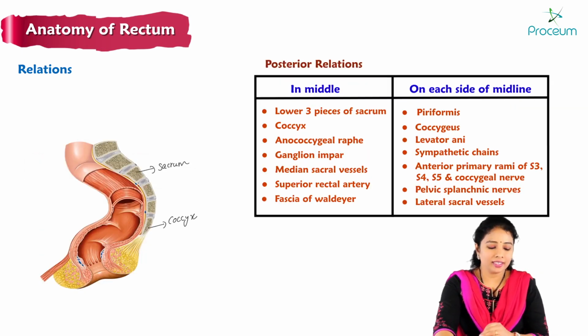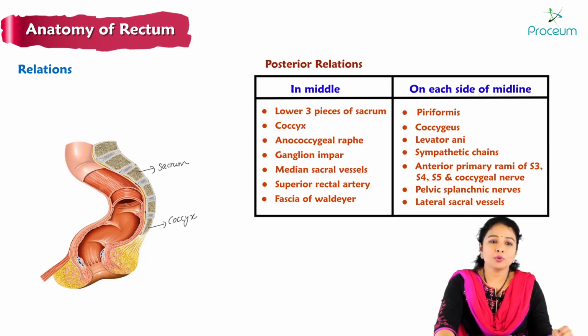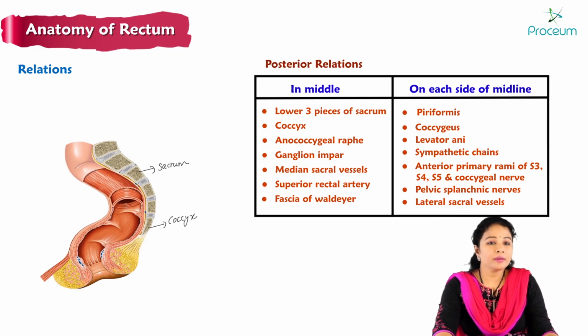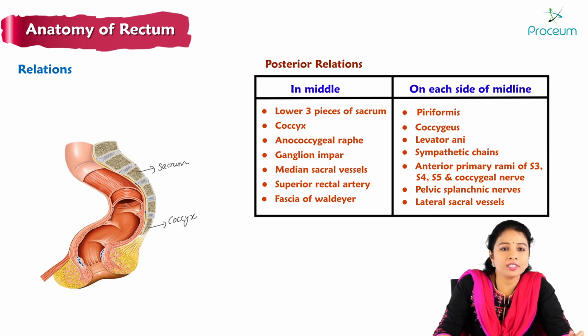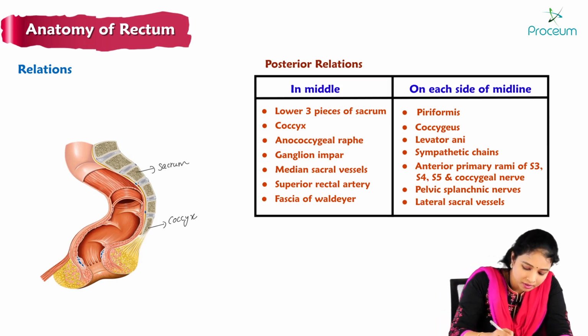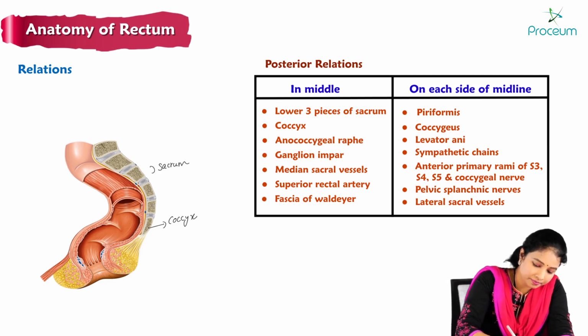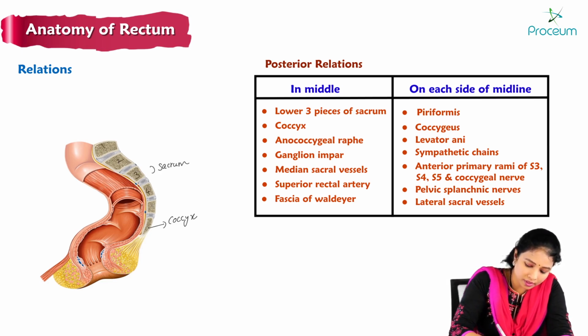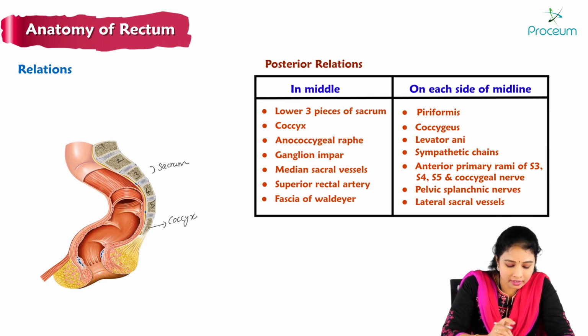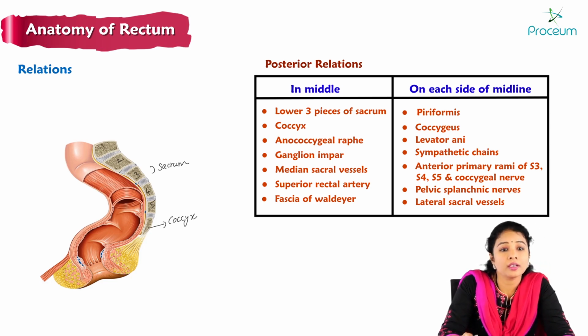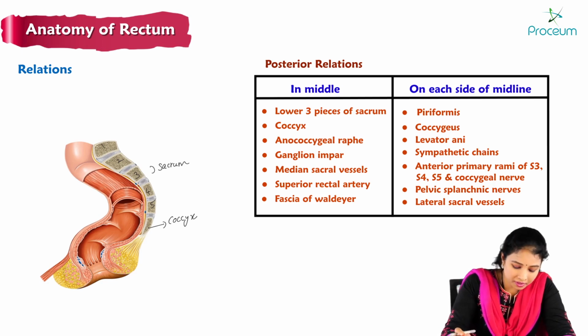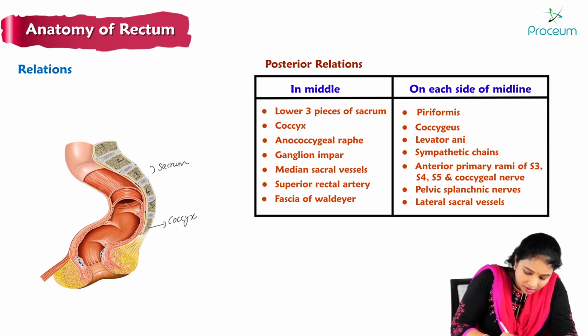The posterior relations of the rectum are the same in both males and females. In the midline posteriorly, it is related to the lower three pieces of sacrum. So this is the first, second, third; the lower three pieces we can number as the third, fourth and fifth pieces of sacrum. It is also related to the coccyx, and posteriorly in the midline it is related to the anococcygeal raphe.